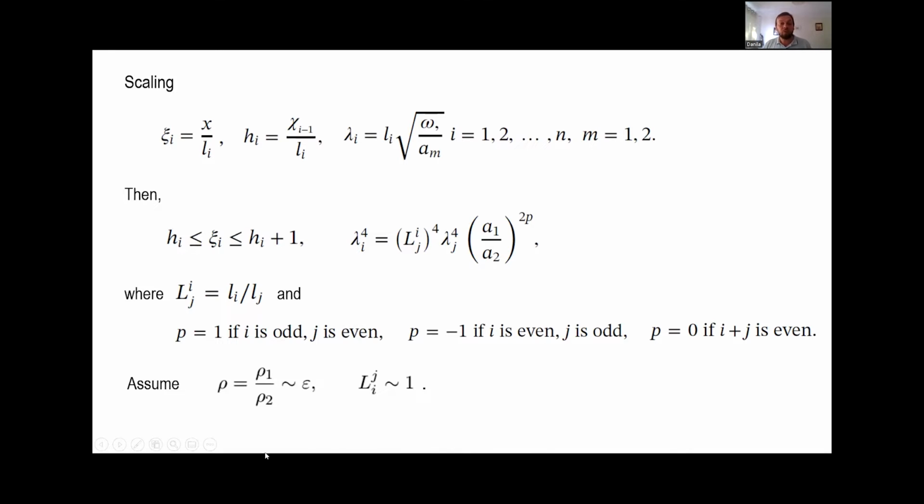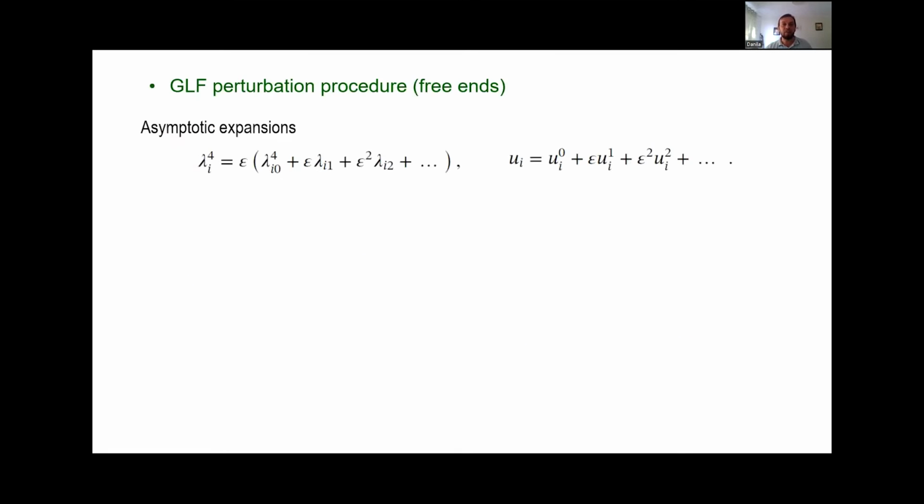And the important assumption to make here is that, because we already have a small parameter in the form of the ratio of Young's moduli, we also need to make some assumption about the ratio of densities and the ratio of lengths. So we are assuming that the ratio of lengths are all of order 1, and that the ratio of densities is of the same order as the ratio of Young's moduli. Starting from that, we can expand the displacements and these quantities lambdas, expanding them as lambda to the 4th.